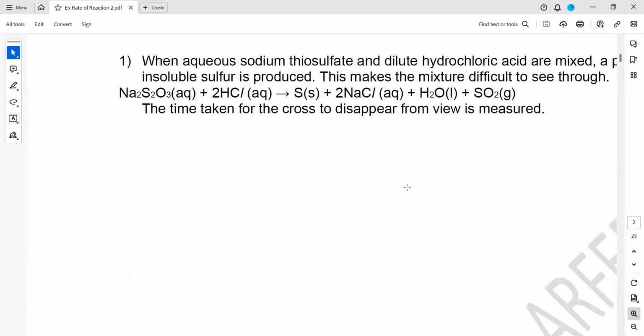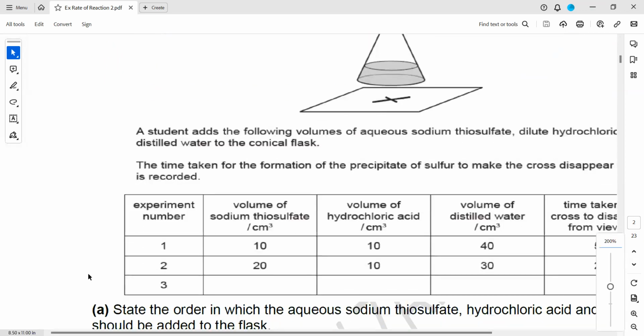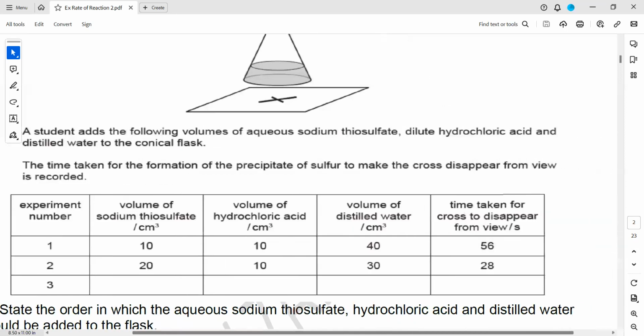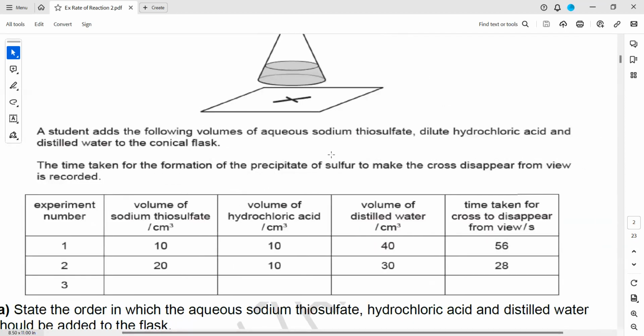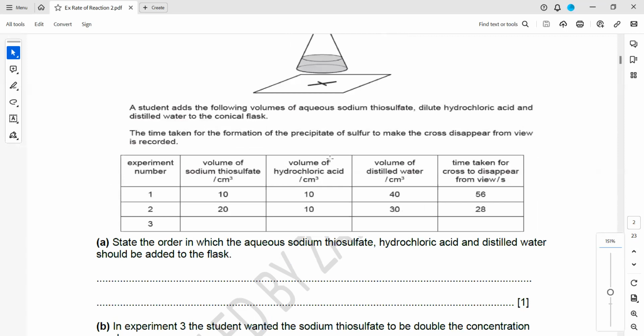So what the student did: the student added the following volumes of sodium thiosulfate, hydrochloric acid, and water in the conical flask. As you can see, the time taken for the formation of the precipitate, or the formation of sulfur, to make the cross disappear from view is recorded.